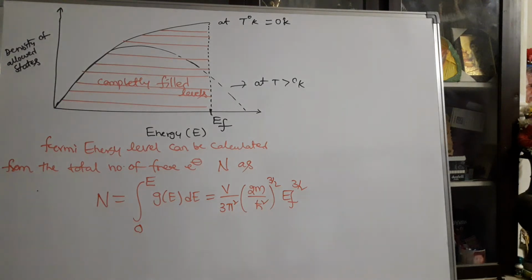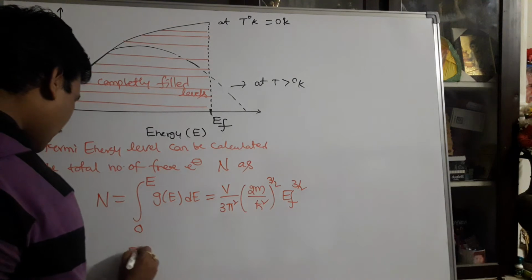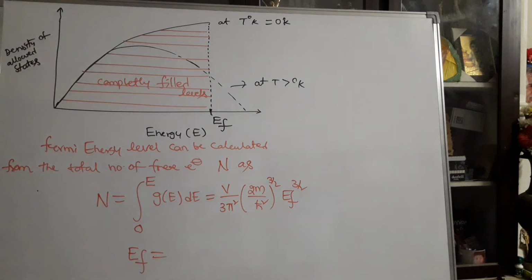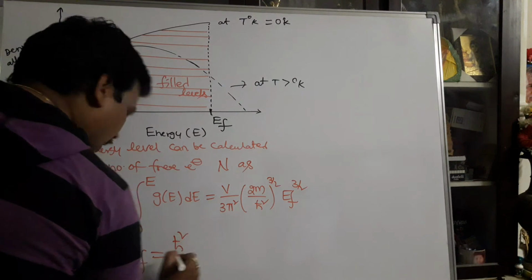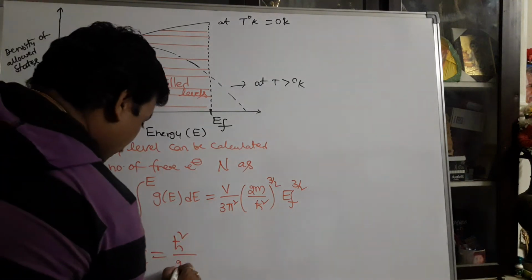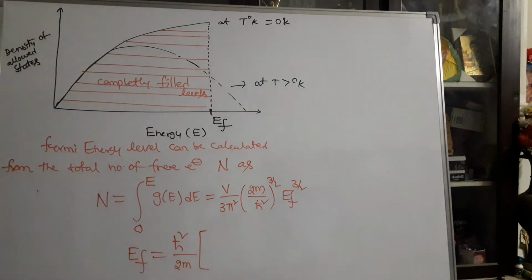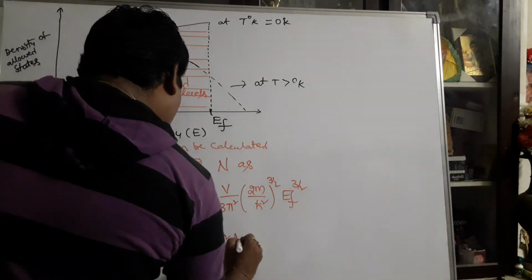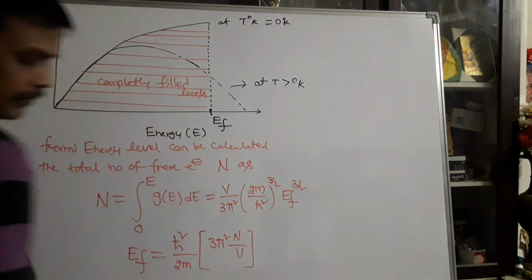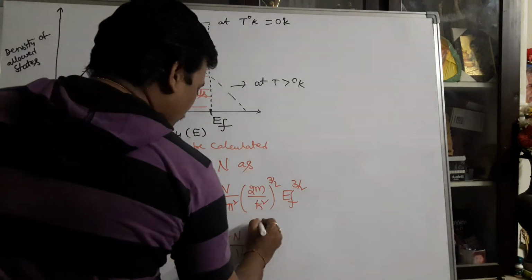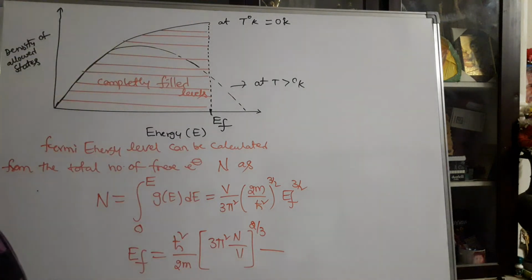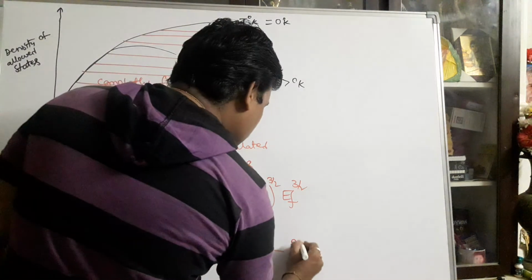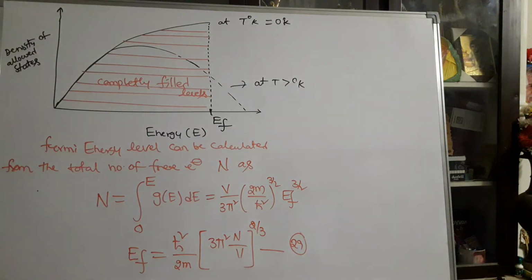From this equation, the Fermi energy level EF is equal to h cut square by 2m into 3 pi square capital N by V whole power 2 by 3. This equation is equation number 29.